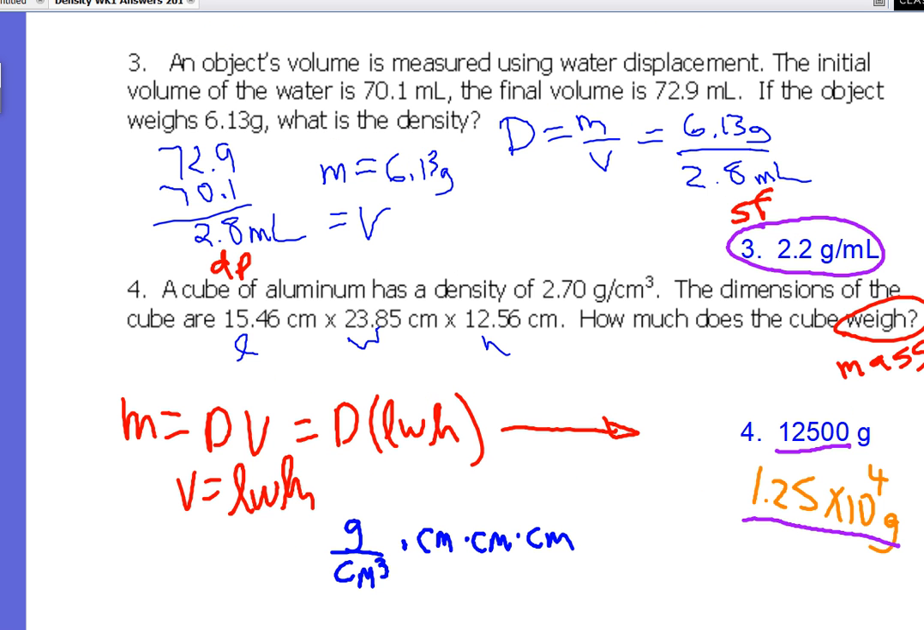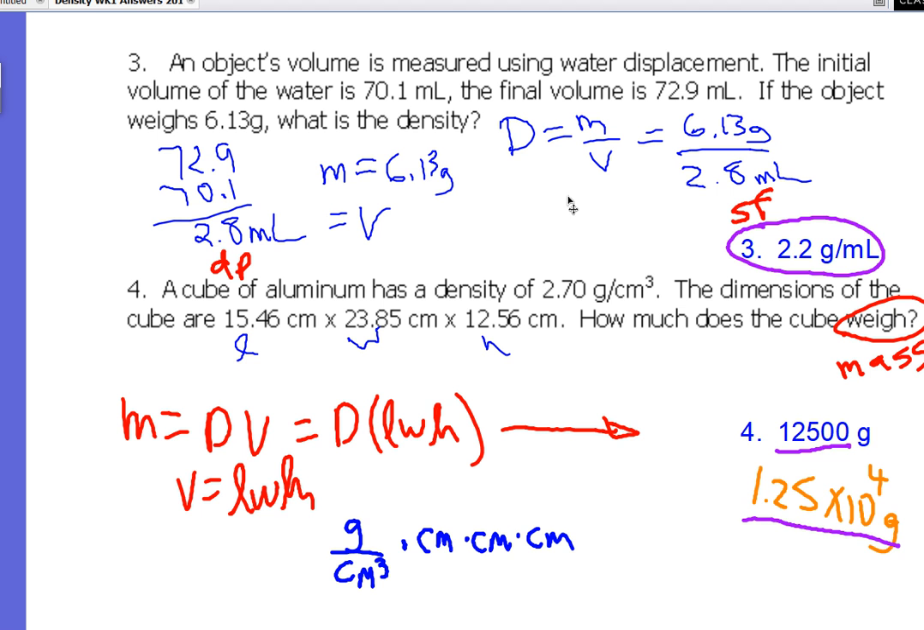Number 3, an object's volume is measured using water displacement. Water displacement means that you had some water in a graduated cylinder, 70.1 milliliters. You put an object in, and it rose up to 72.9 milliliters. That means the volume of the water went up by 2.8 milliliters. And that 2.8 milliliters is the volume of the object. So we take the mass of the object divided by the volume of the object, and we have the density of the object.